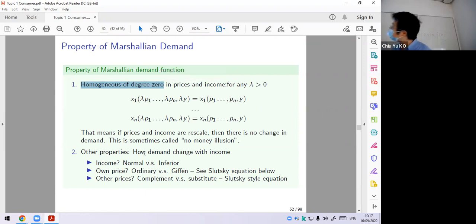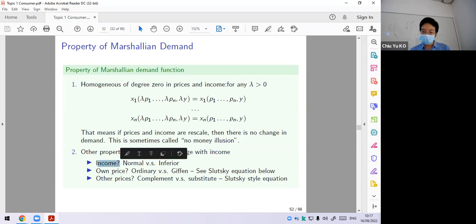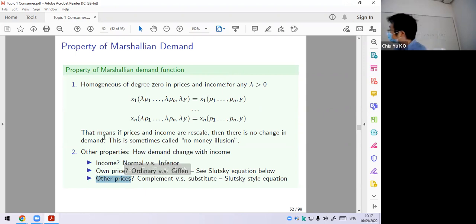We are working on the following: how demand changes with income, with its own price, and with other prices. Okay, so the Marshallian demand is the most complicated. Later you will see, compared to the others, that we can't say anything besides homogeneous degree zero. We cannot say what happens when price goes up, or when income goes up. We don't know. So that's why the Marshallian demand is the most complicated object to work with.